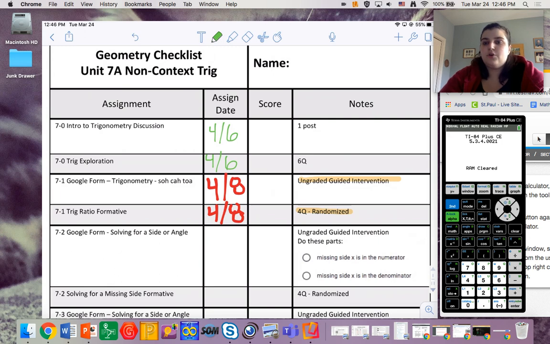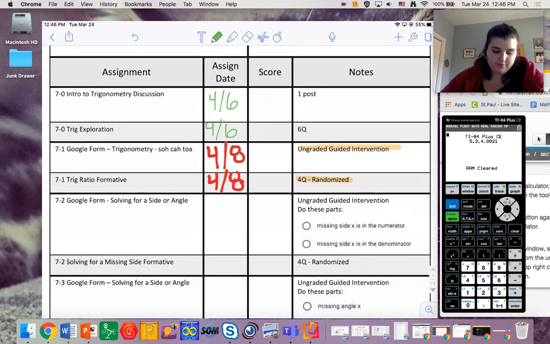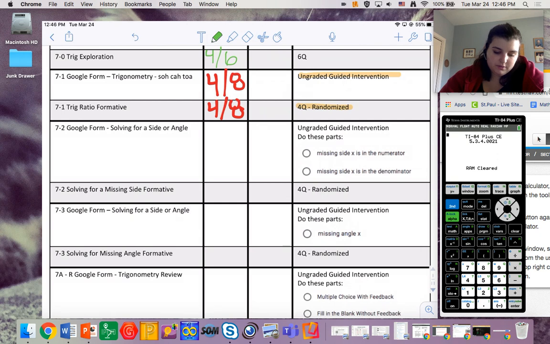All right, welcome back. So today we're going to look at section 7.2, solving for a side, okay? So we're just finding missing sides today.